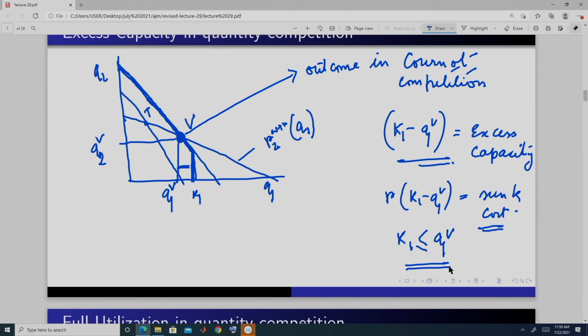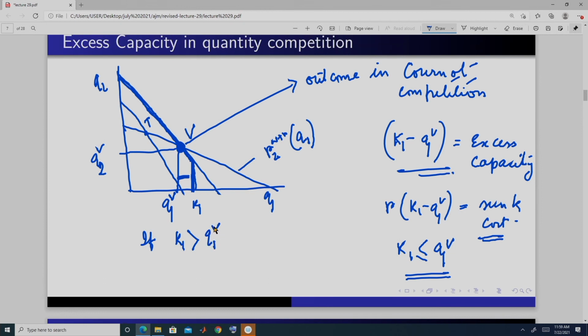This is the outcome. And here this is the excess capacity, and when do we get excess capacity? When K1 is greater than Q1V. So, if K1 is greater than this level of output of firm 1, then there is excess capacity, right? We get this.